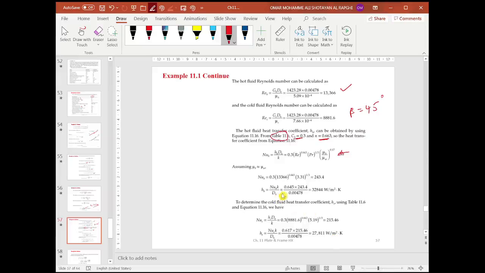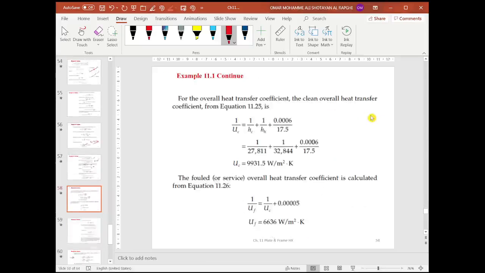As you can see, of course, the correction factor for the viscosity has been neglected in this calculation. We found that the heat transfer coefficient for the hot fluid is this value, and the heat transfer coefficient for the cold fluid is this value. Of course, CH and N are the same because we are talking about very close Reynolds numbers, and the beta value is 45, so that you can calculate the overall heat transfer coefficient, the clean one, using this expression.